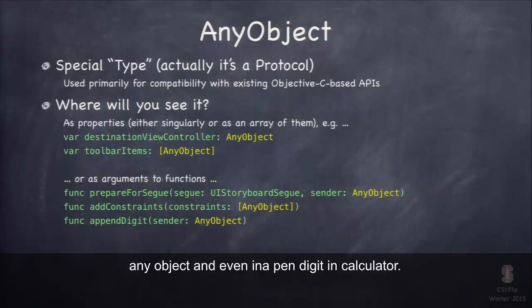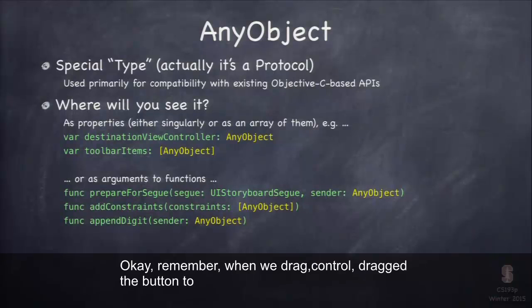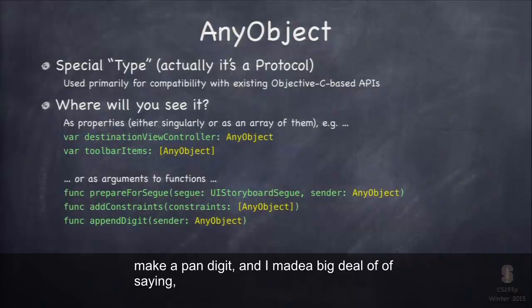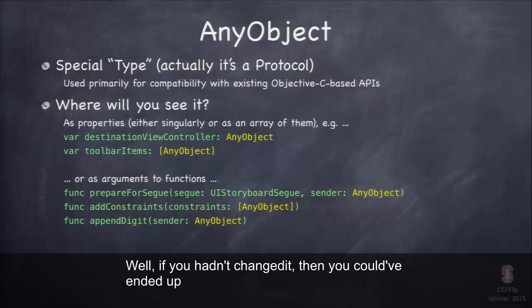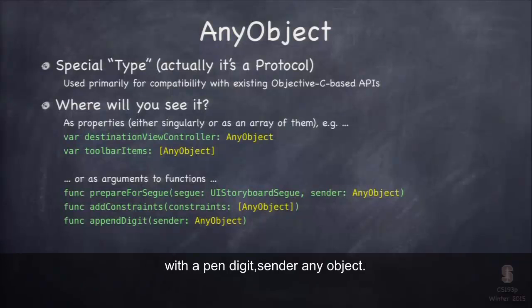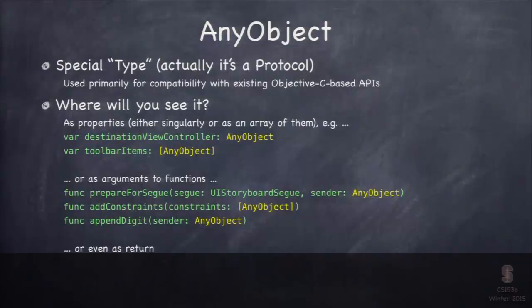And even in appendDigit in Calculator, okay, remember when we control dragged the button to make appendDigit? And I made a big deal of saying, change that from AnyObject to UIButton, okay? Well, if you hadn't changed it, then you could have ended up with appendDigit sender AnyObject, okay?